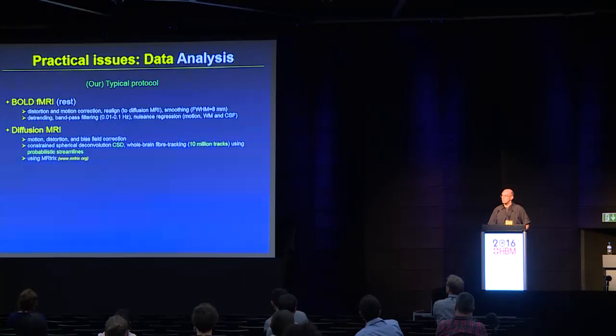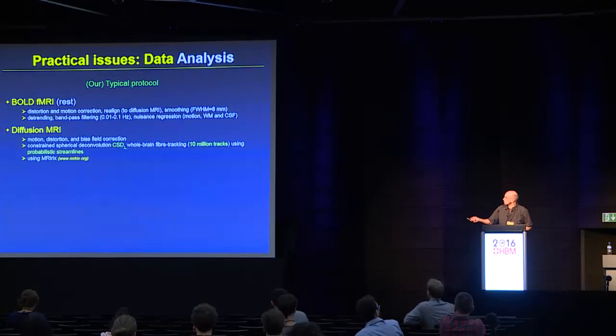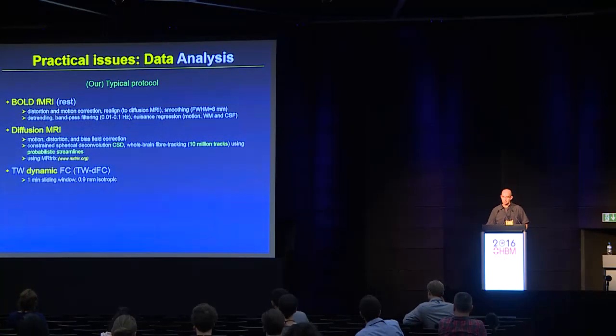For diffusion, we do some of the typical processing. Also, we do bias field regression, correction to remove any signal intensity inhomogeneities. And then we do constrained spherical deconvolution to model the crossing fibers, probabilistic streamlines, at least 10 million tracks, if not more. And then we do that using the MATRIX software.